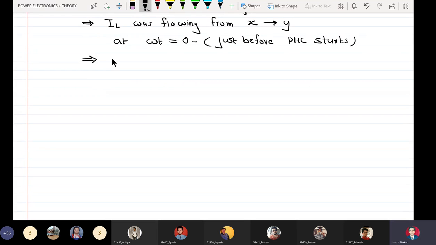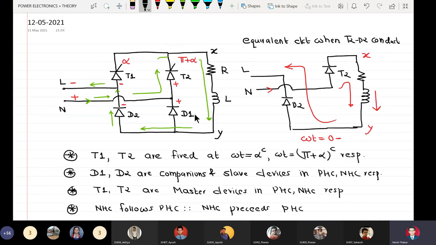Okay, now at omega t equal to 0, the positive half cycle starts and the live terminal is positive with respect to neutral. Okay, so in case of a HCB with resistive load, what happens at omega t equal to 0? As soon as the positive half cycle has started, T2 will get commutated. Okay, how? I'm telling you.